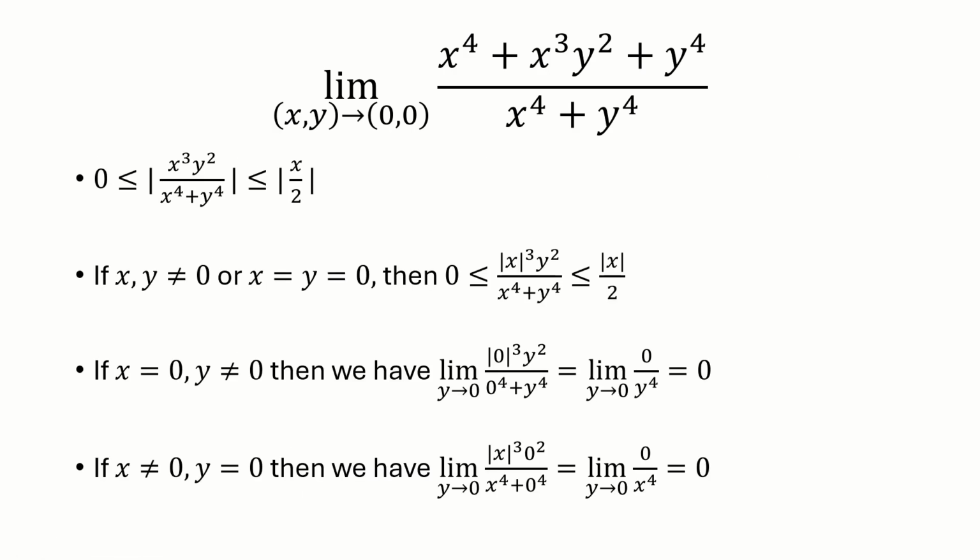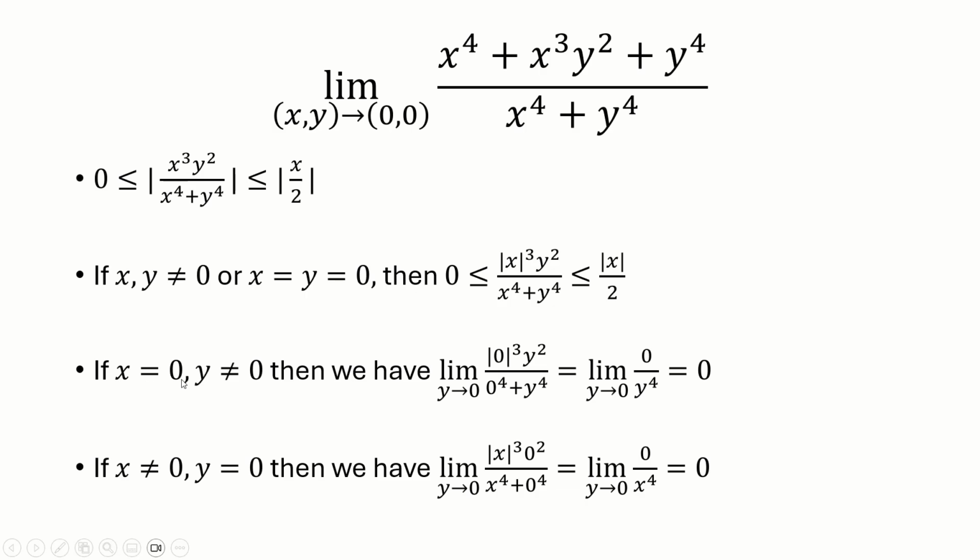And so now we could just take the limit of both of these. But first, let's look at all the different cases. So if x and y are not 0, then here we have 0 is less than or equal to the absolute value of x^3 y^2 over x^4 + y^4, less than or equal to absolute value of x over 2. So what I did was I took the absolute value of x^3 y^2 over x^4 + y^4, and I removed the absolute value for most of these, except for the x^3, because that's the one where it could be negative. So that case is done.